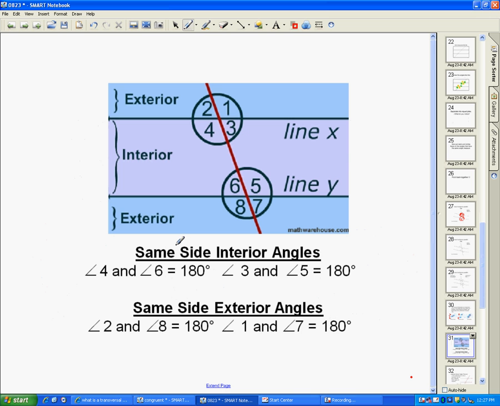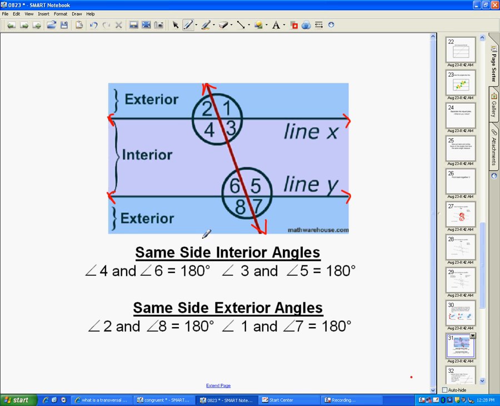Two more terms that you need to be familiar with are same side interior angles. And when it says same side, it means same side of the transversal. So here, the picture got kind of cut off, but these are lines right here. These are your parallel lines. And this visual does a good job of showing you, here's your exterior, and then your interior is the purple here in the middle. And then this red line is the transversal.